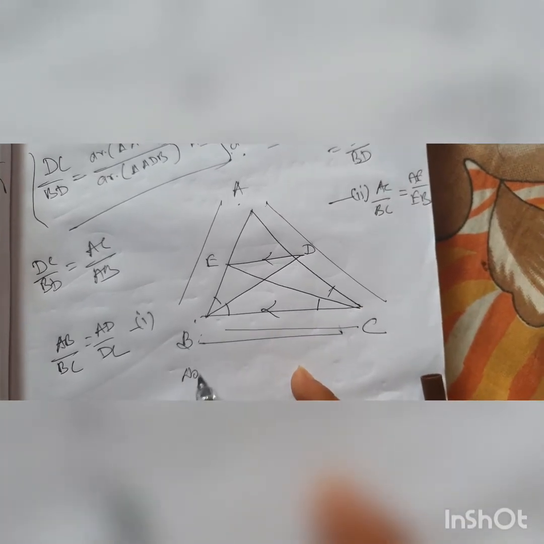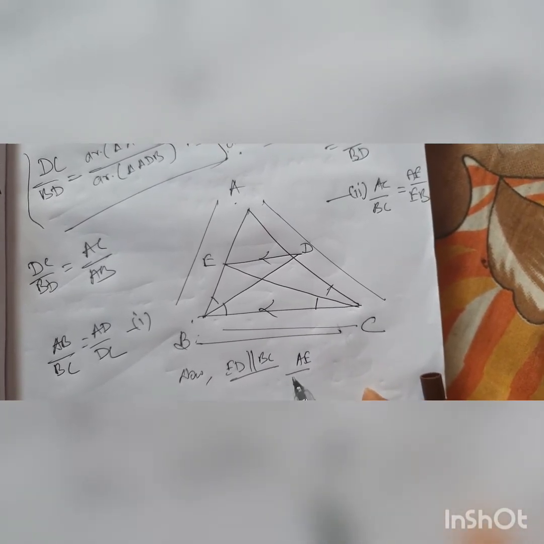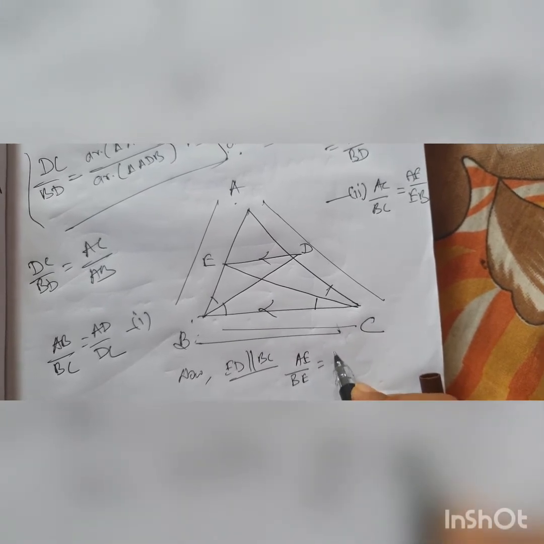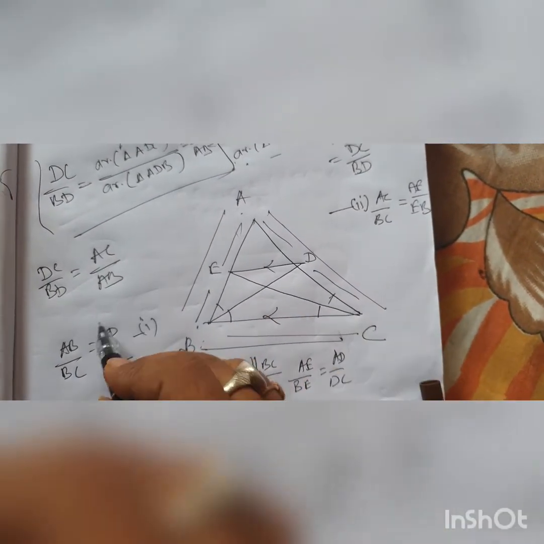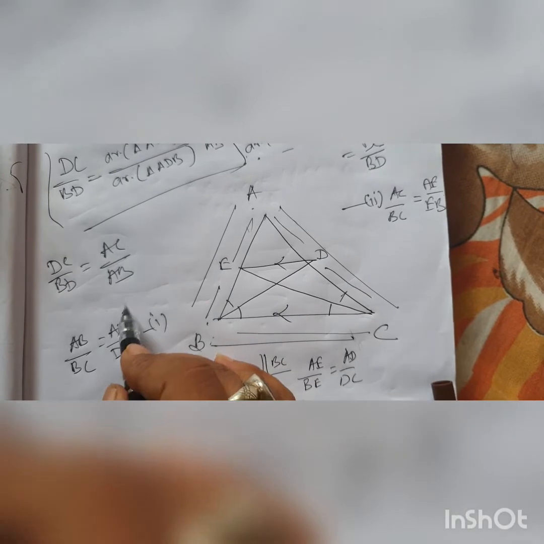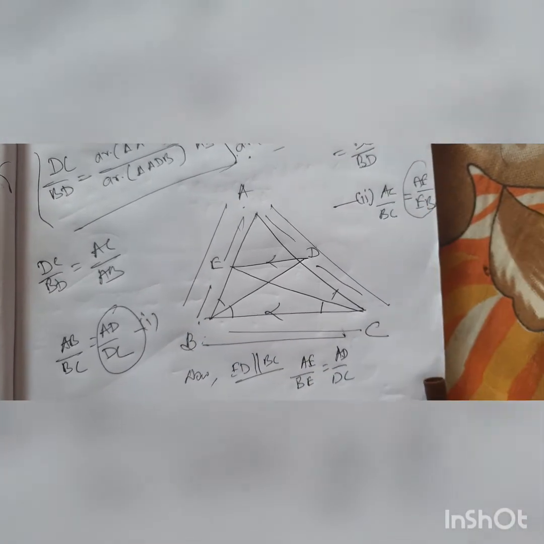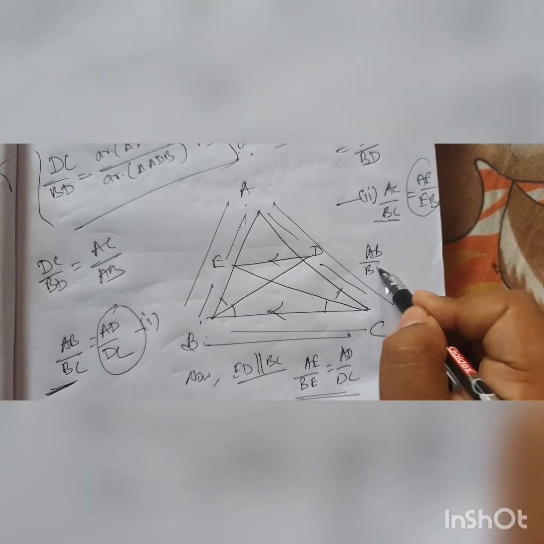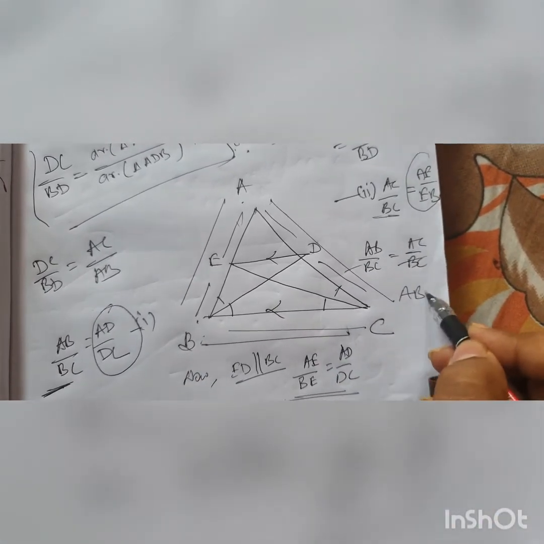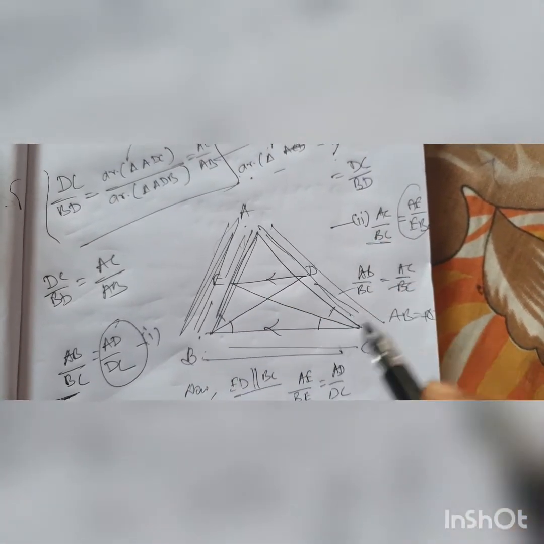Now ED is parallel to BC, so by Thales theorem you get AE by EB equals AD by DC. This by this is equal to this by this. So AD by DC actually equals AE by EB, right or wrong? So AB by BC equals AC by BC from 1, 2 and 3. So BC cancels. What do you get? AB equals AC, as simple as that. So proved.